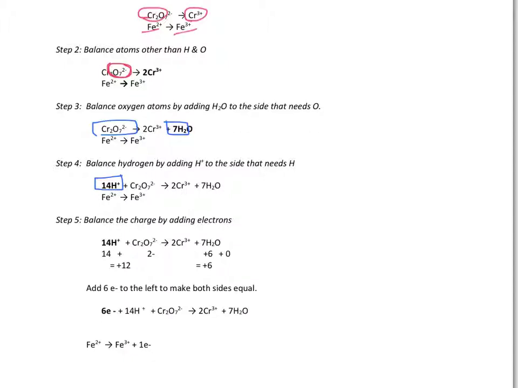Then we need to balance for the charge. And this is usually the step where students start to make mistakes. I want to ask you, on this reactant side, what is the overall charge? I want you to think about it for a second and try to calculate. What is the overall charge? Let's see if you'll make a mistake or not.